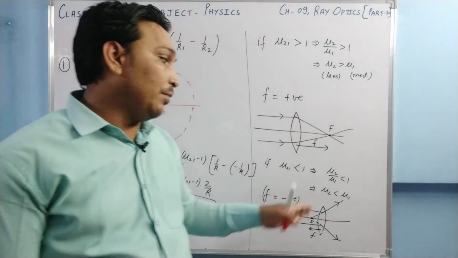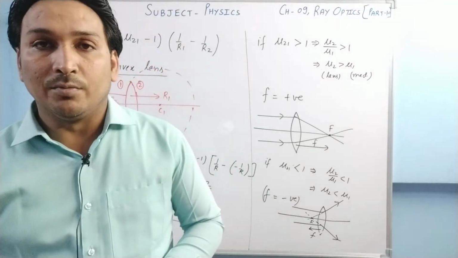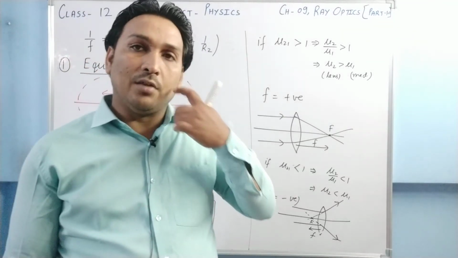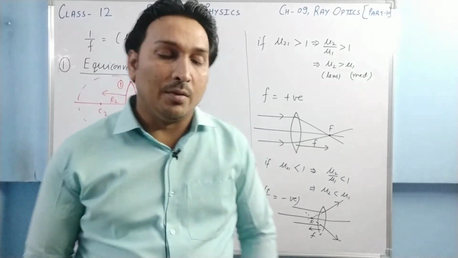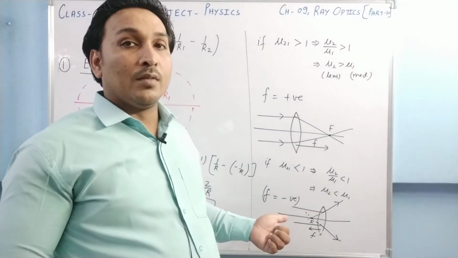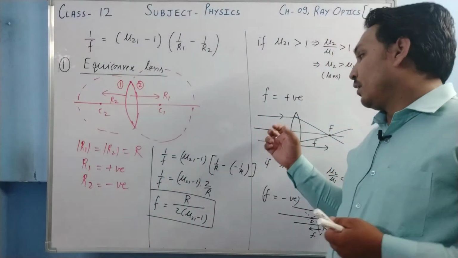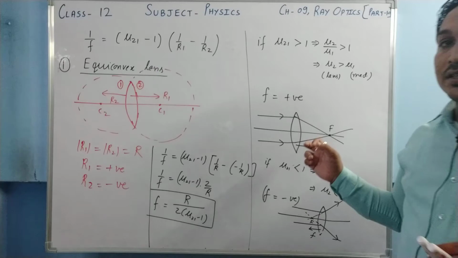So basically what happens in that case, the lens will be a rarer medium and the surrounding will be a denser medium. In that very case, focal length comes out to be negative. The basic nature of a convex lens is converging.